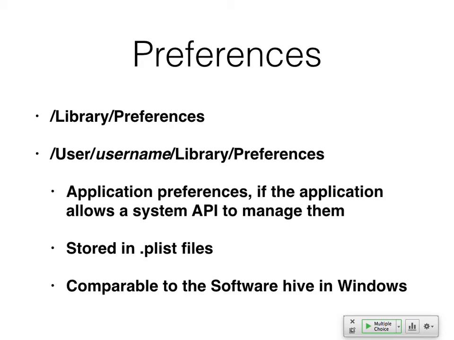And then there's preferences. If the application uses the system API to manage its preferences, you'll find those preferences stored here in plist files. And they say this is like the software hive in Windows and the registry. There is no registry on the Mac. It uses the Linux and Unix convention of storing little files all over the place to store all those settings instead of sweeping them into one giant database the way Microsoft did after DOS.